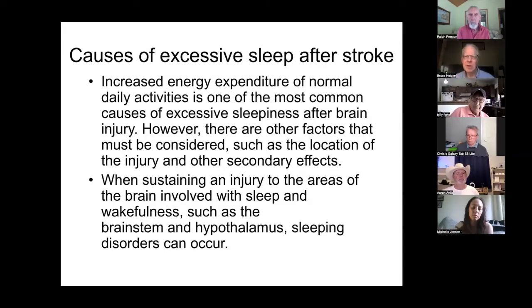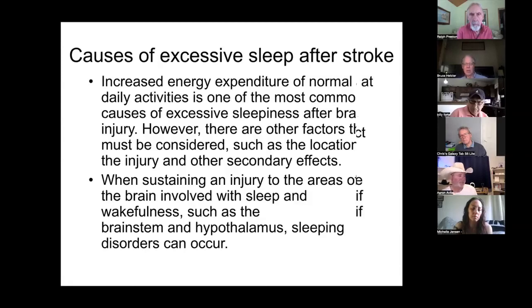Increased energy expenditure caused by normal daily activities is one of the most common causes of excessive sleepiness after brain injury. But there are other factors too, like the location of the injury and other secondary effects. When sustaining an injury to areas of the brain involved with sleep and wakefulness, such as the brainstem and hypothalamus, sleeping disorders can occur.